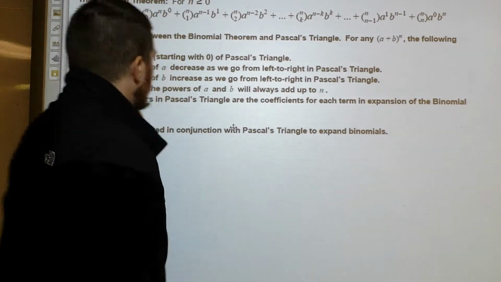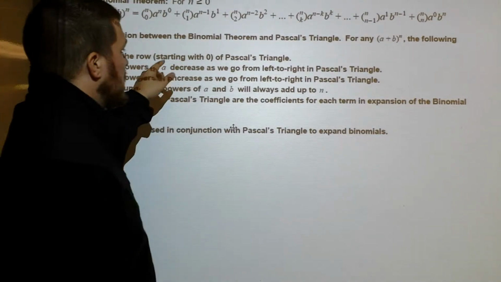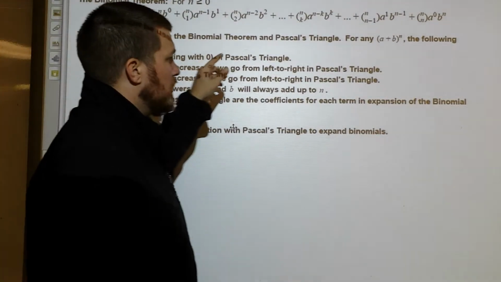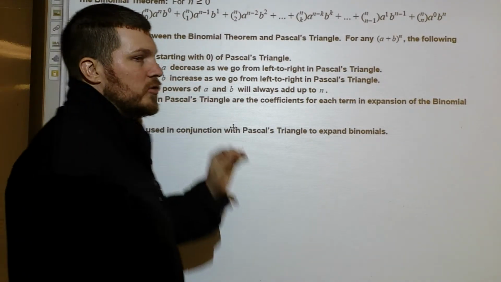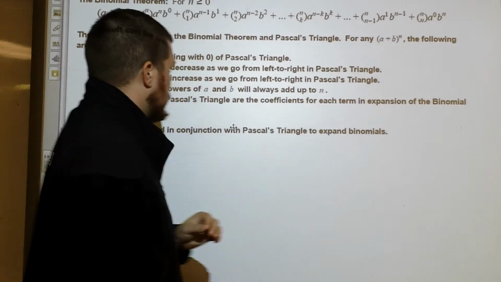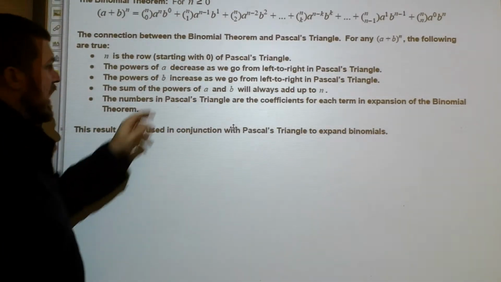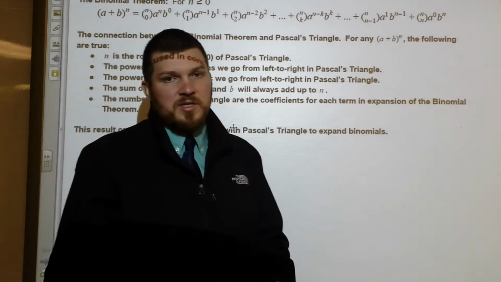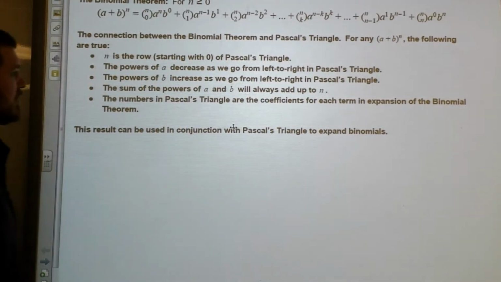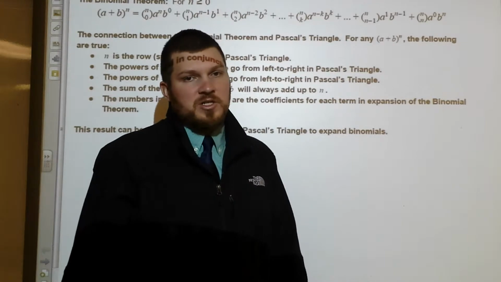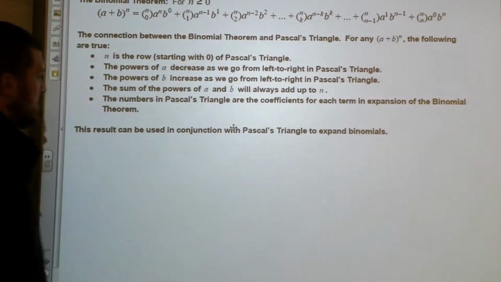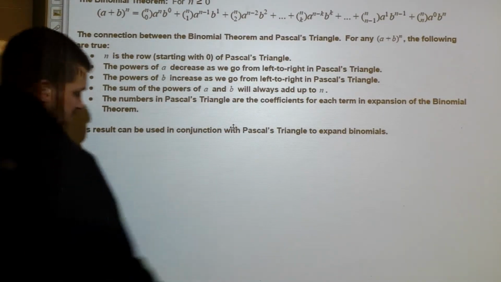We call that n. The powers of a decrease as we go from left to right in Pascal's triangle. The powers of b increase as we go from left to right. And the sum of the powers of a and b will always add up to n. And finally, the numbers in Pascal's triangle are the coefficients for each term in the expansion of the binomial theorem. So let's go ahead and just do some examples.